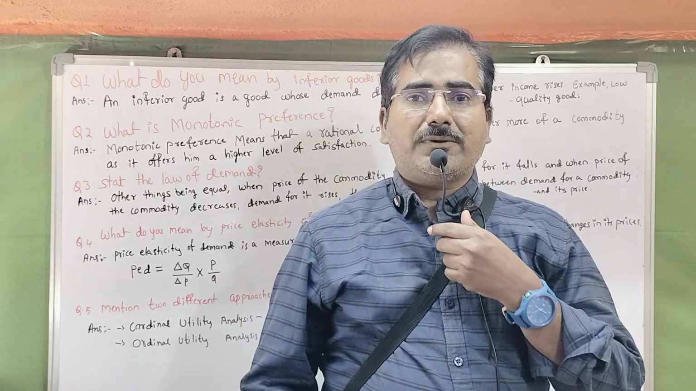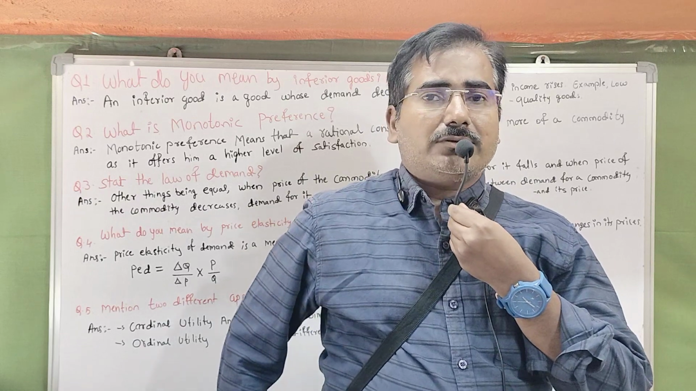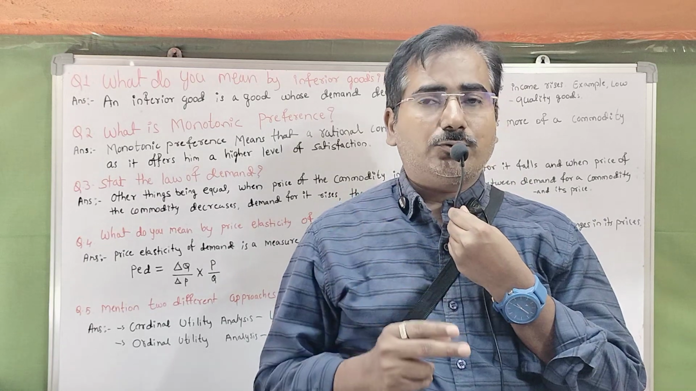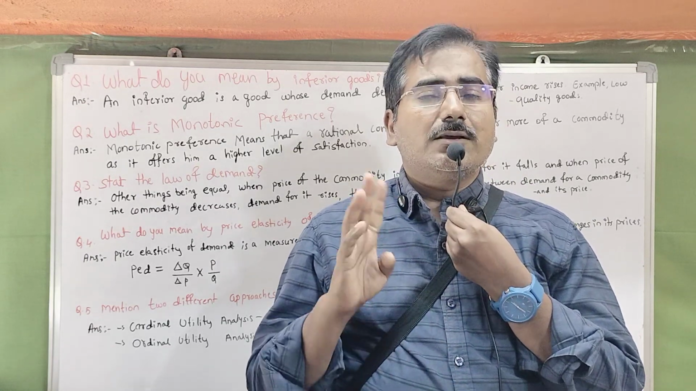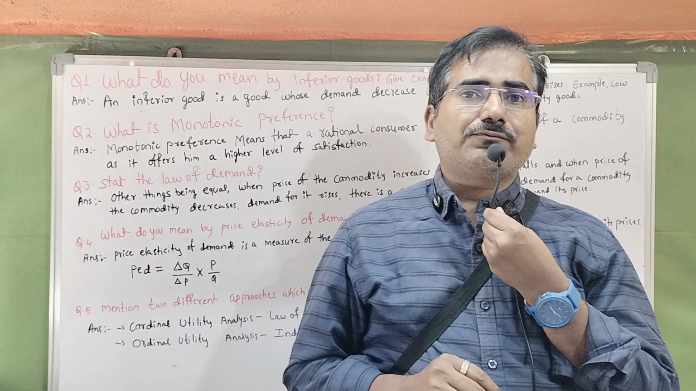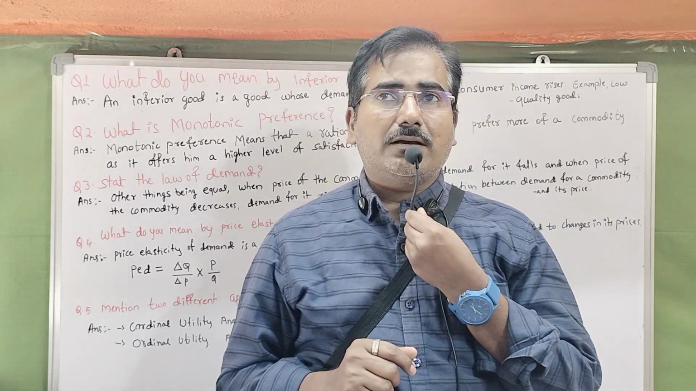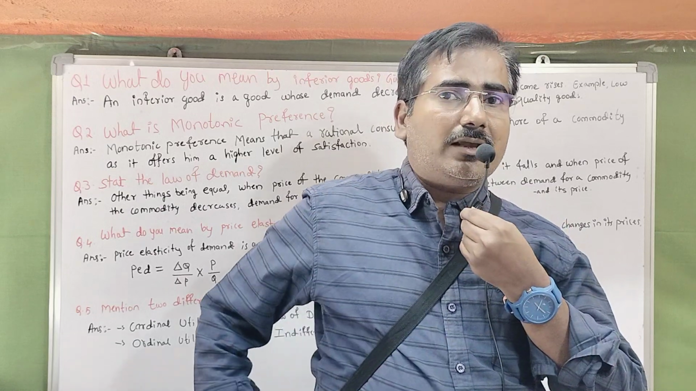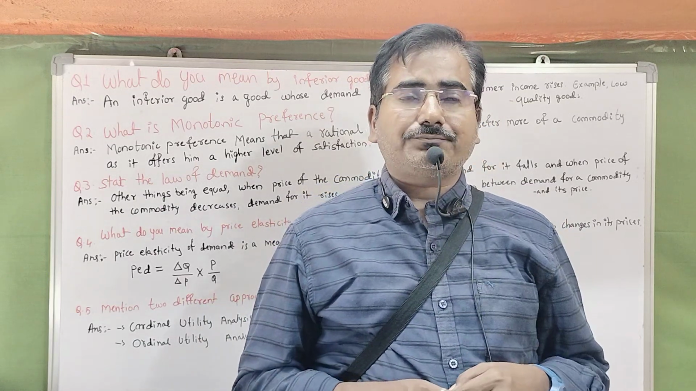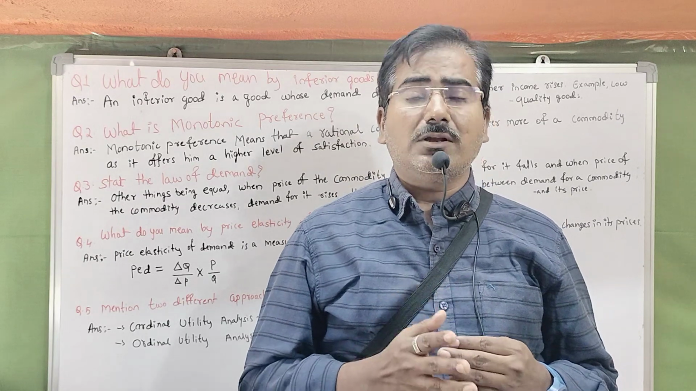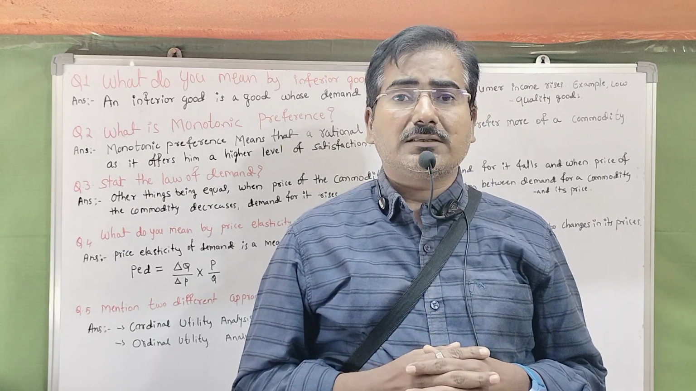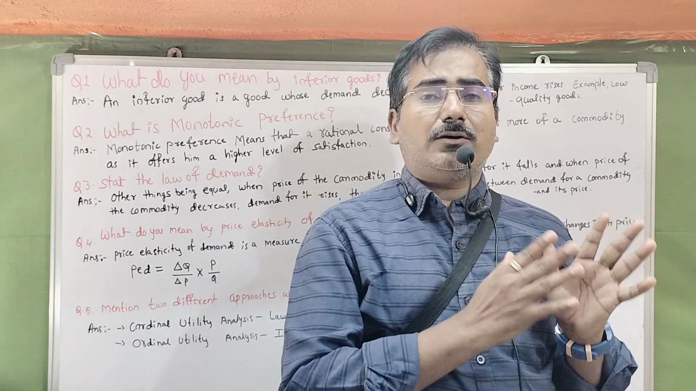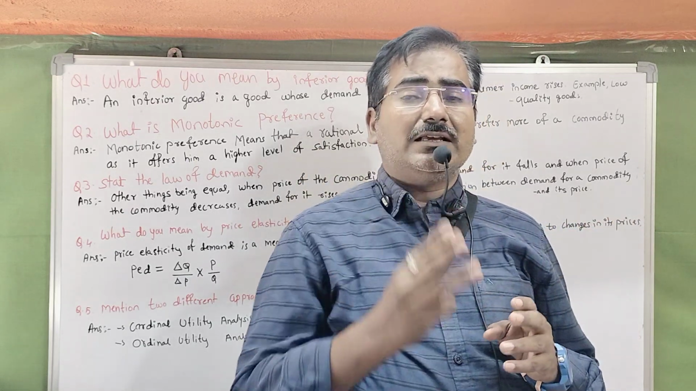Then the next chapter, chapter number 5, has two questions like 2 plus 2, so 4. Then the next one, chapter number 7, national income accounting, also 2 plus 2, which becomes 4 marks. So 4 plus 4 plus 4 is equal to 12. That 12 marks comes from only 3 chapters.